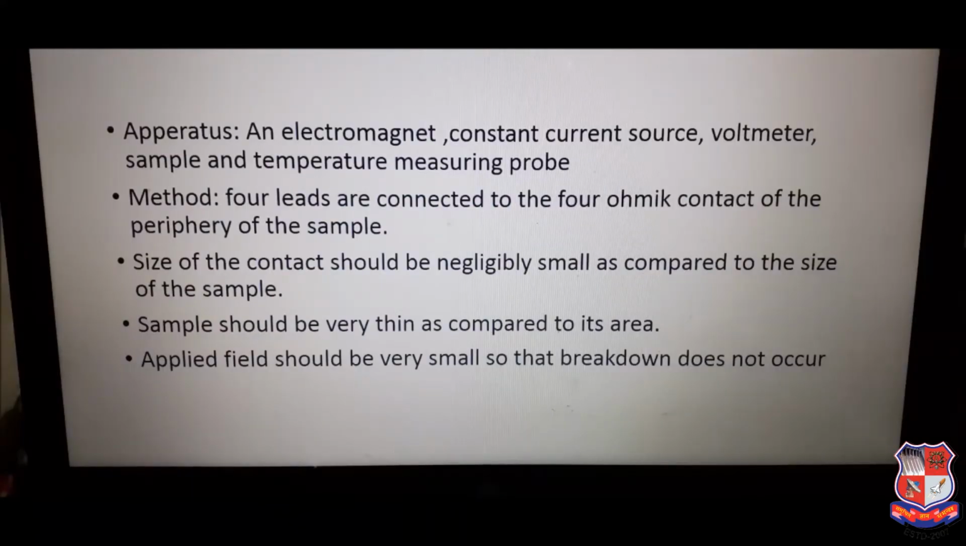Apparatus required for the van der Pauw method are an electromagnet, a constant current source, a voltmeter, a sample, and temperature measuring probes. Method: 4 leads are connected with the 4 ohmic contacts on the periphery of the sample. The size of the contact should be negligible compared to the size of the sample. That means the sample is supposed to be larger than the size of the contact. The sample should be very thin as compared to its area. The applied field should be very small so that breakdown does not occur.